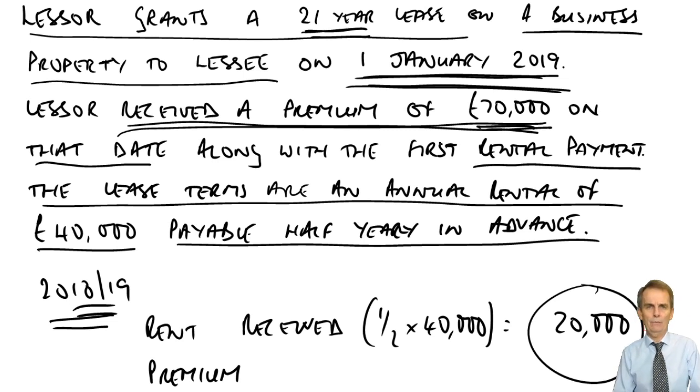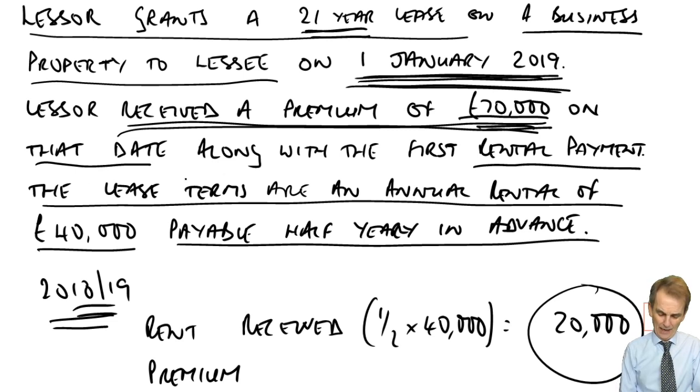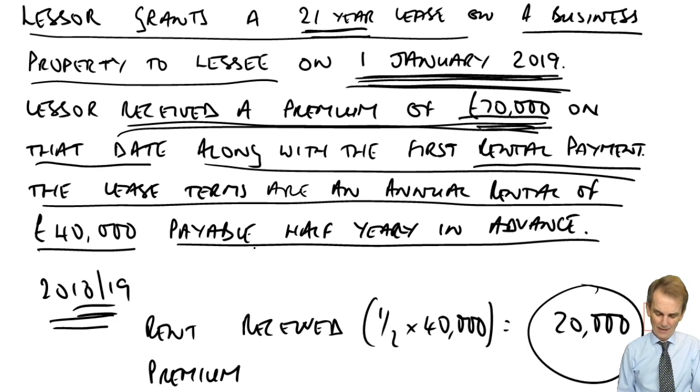So what we've got to be able to do, therefore, is deal with the accounting period in which the lessee has paid that premium and, of course, any rental due. So let's here again give some further information. You know that on the 1st of January 19, the lease was taken out and the lessor received the premium of 70. The lessee paid that premium on the 1st of January 19, and also on that date, the first rental payment. Rental was on an annual rent of 40,000 and it was payable half yearly in advance.